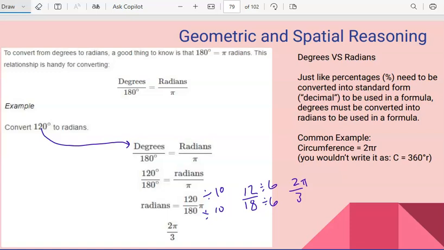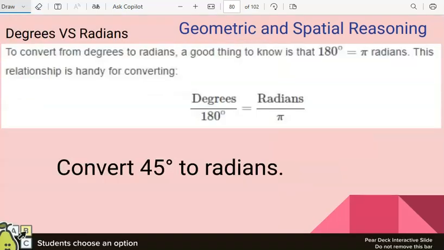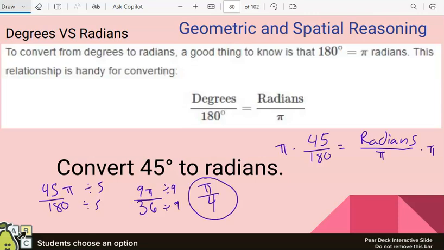When simplifying the fraction, you can leave out the pi until you're ready to write your answer. Usually they want exact numbers and not just 3.14, unless it specifically says to round. Try this one. To convert from degrees to radians, we know that 180 degrees equals pi radians. Convert 45 degrees to radians. Pause the video and try this. We are ready to check. Unpause the video. 45 degrees is equivalent to pi over 4 radians.